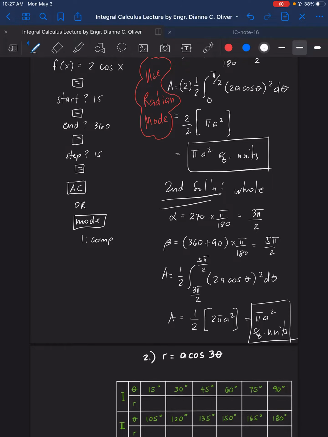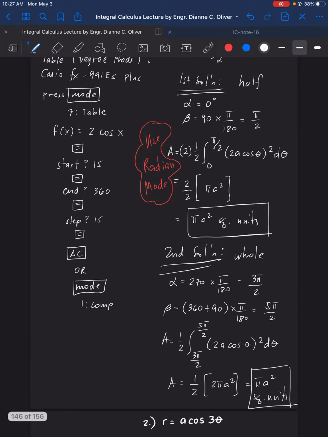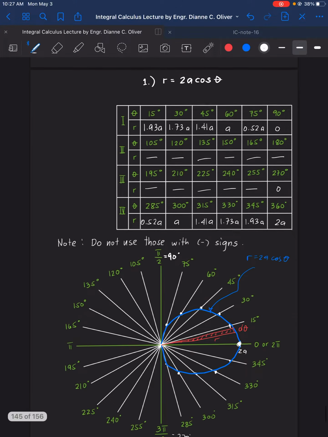So, at the second solution, we still arrive at the same answer. So, either of the two solutions you will use, still okay. The good thing about this is that you can check if your solution is correct or the answer is correct, because there is more than one solution you can use. So that's for number 1.